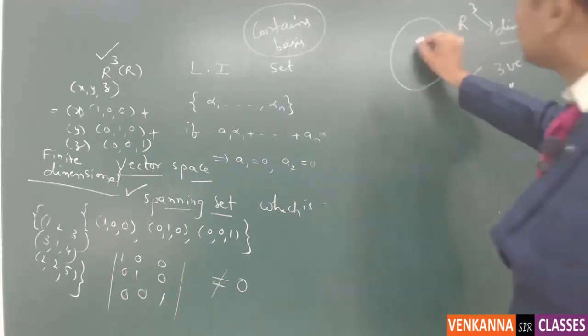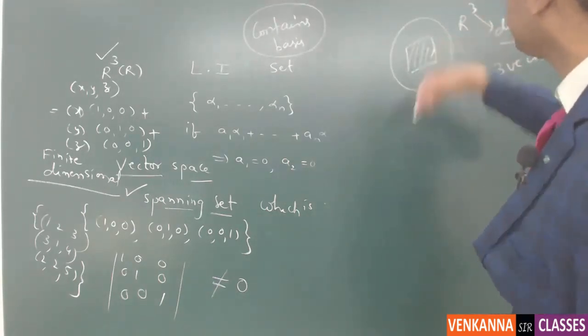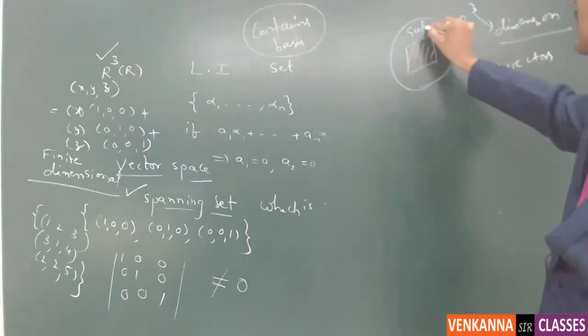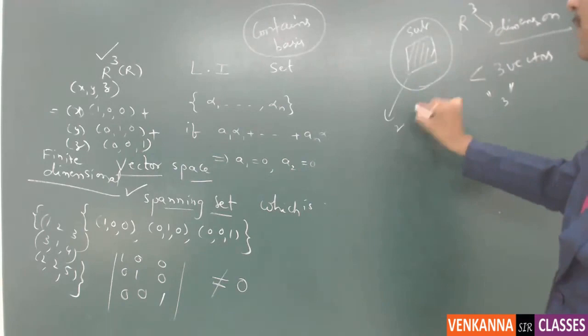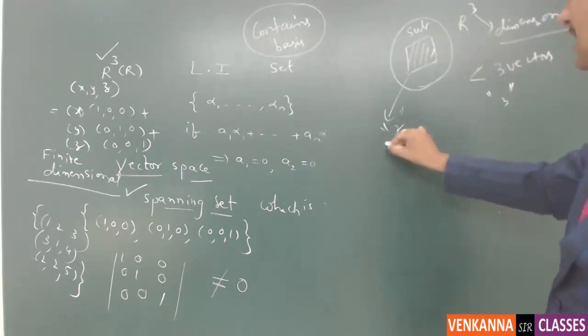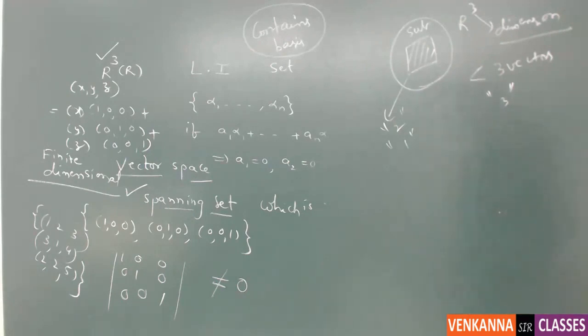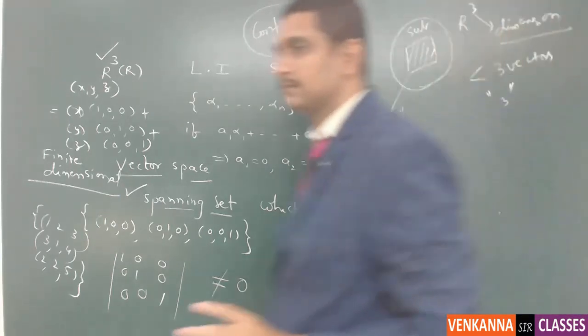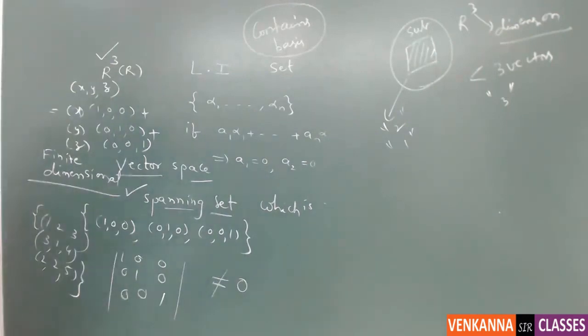If you take any subset in R cubed, then it is a subspace. So it may have a basis having only 2 elements, or a basis having only 1 element, it is possible. But if you take R cubed as a whole, you cannot find a basis having less than 3 vectors. Clear? So if you fix the dimension of the vector space, you cannot find a basis having a smaller number of vectors, as you mentioned earlier.